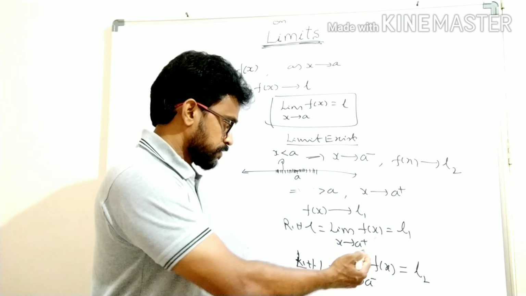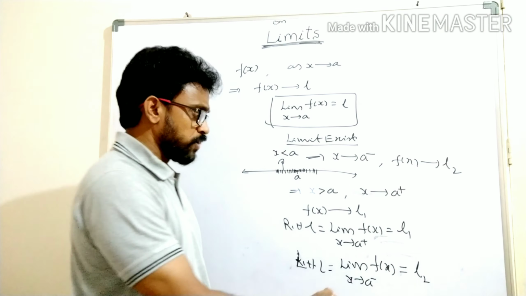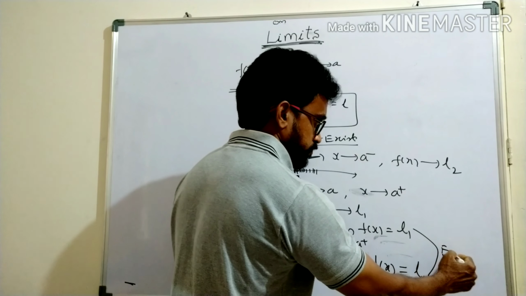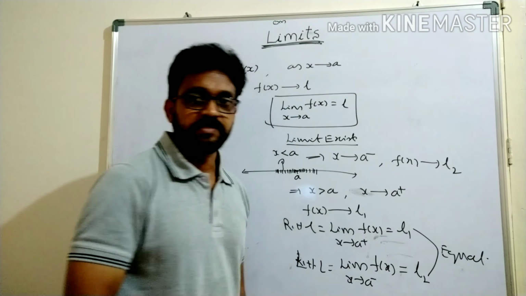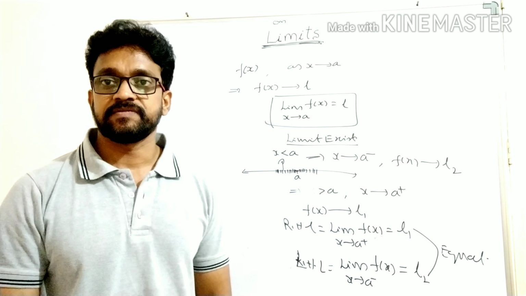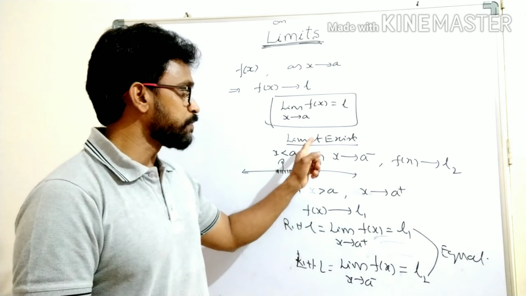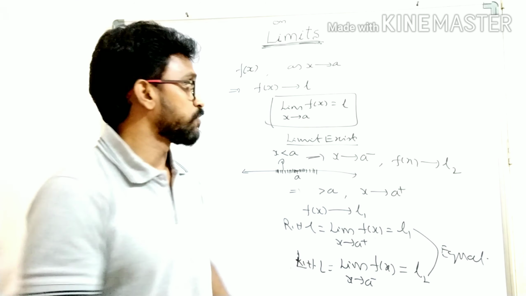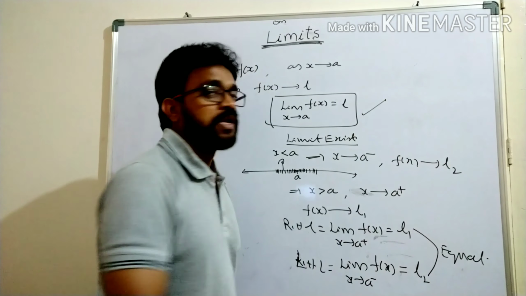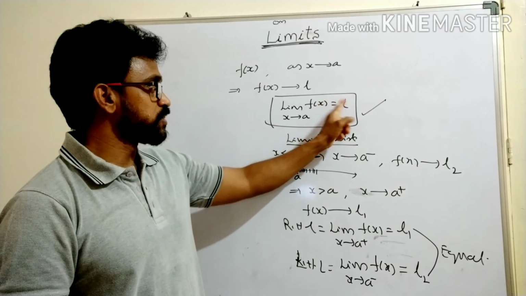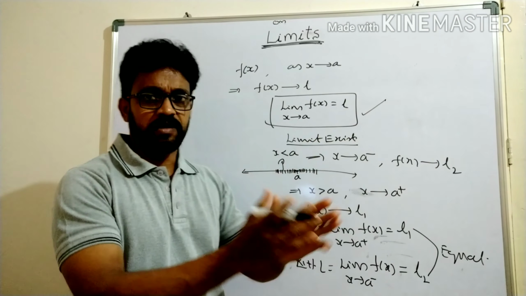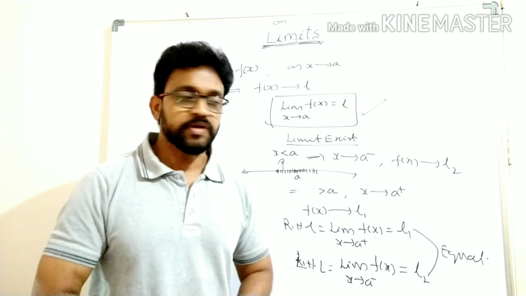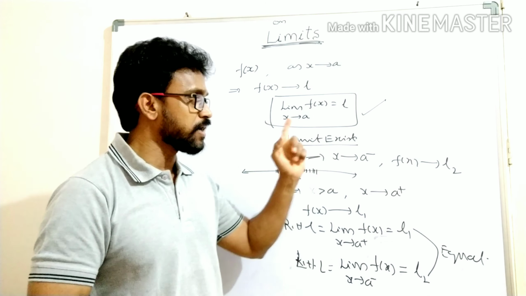Now suppose these two values are equal. That is, the left hand limit is equal to the right hand limit. In this case, the limit exists at that point. So we write limit x tends to a, f of x equal to L, where L is the common value of the left hand limit and right hand limit. This is the concept of limit existing.